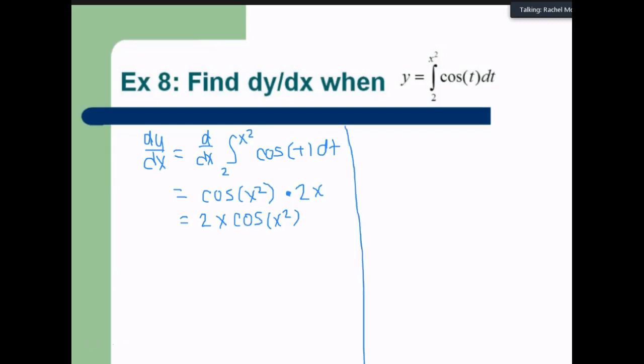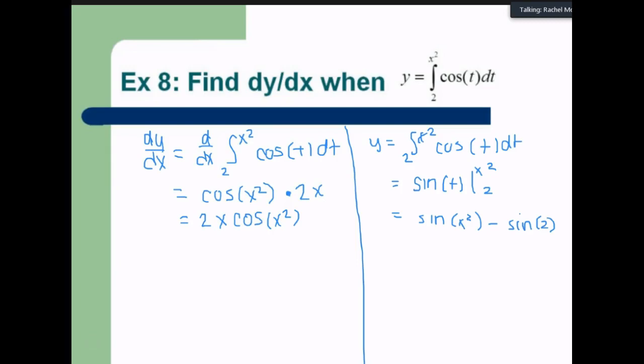And if you did it the long way, think about what that is asking you. It's saying y equals the integral from 2 to x squared of cosine t dt. So that's like saying, okay, what's the antiderivative of cosine? That's sine from x squared to 2. So that gives you sine x squared minus the sine of 2.